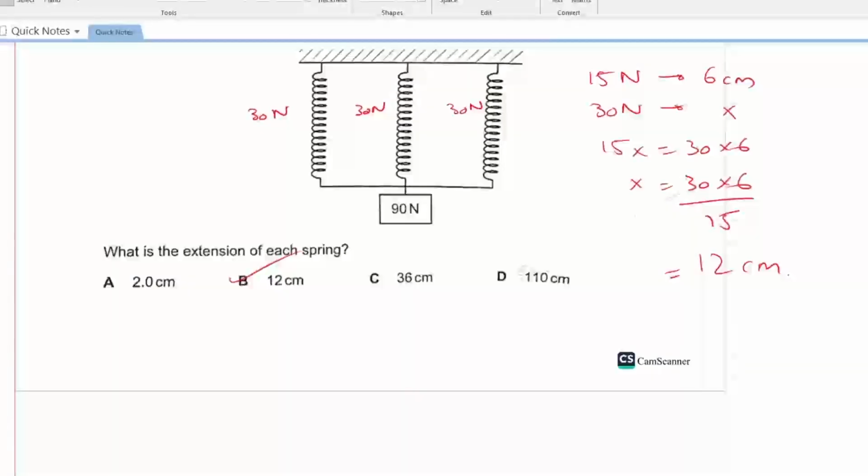Yeah, this was the last question, I guess. So this marks the end of past papers for elastic deformation.